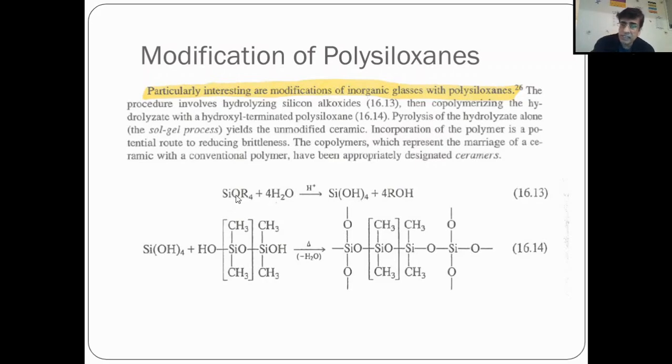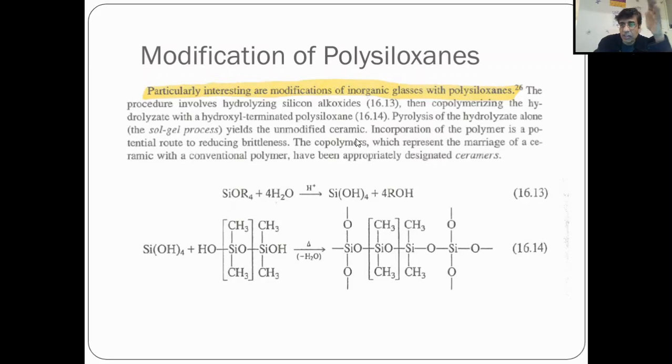In the previous slide we had SiCl4. Here you have OR4 substituted groups. This will be hydrolyzed and you get OH. Now this can be pyrolyzed after the hydrolysis. If you do the pyrolysis of this, then you will get the glass, the ceramic, but it is an unmodified ceramic, and that has brittleness.